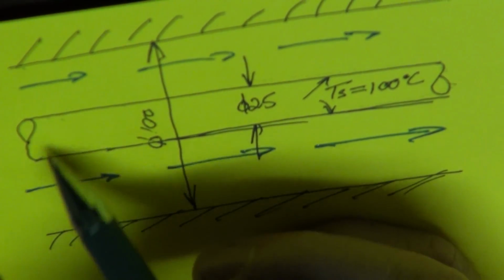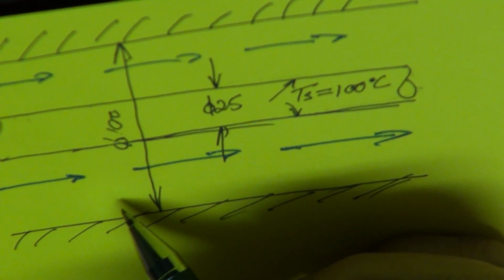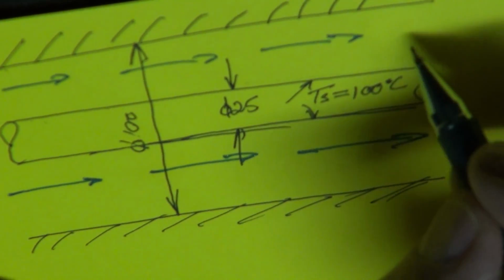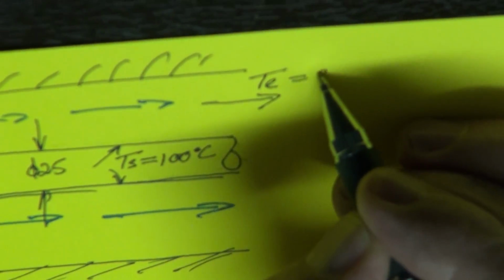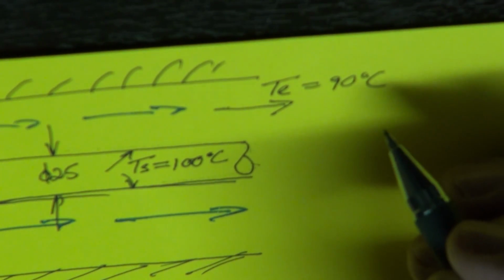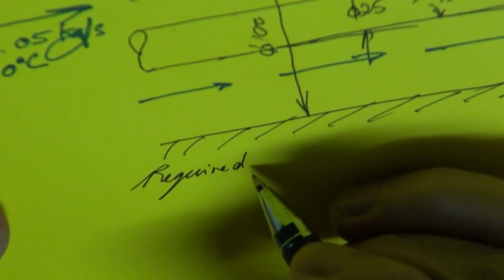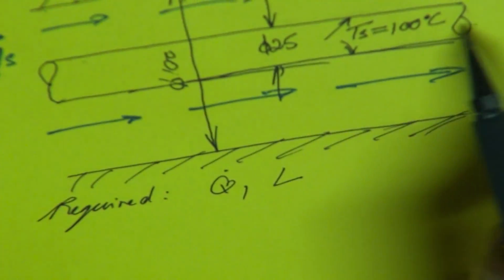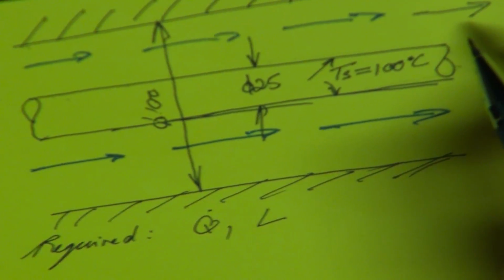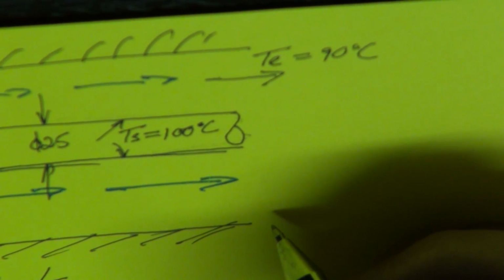There's no flow, it's like a solid rod here, and the water can only flow through the annulus, the concentric annulus. And the outlet temperature should be 90 degrees Celsius. Te should be 90 degrees Celsius. And what is required from us is to determine two things. Firstly, the heat transfer rate, and then secondly, the length of the concentric annulus to ensure that the water outlet temperature is 90 degrees Celsius.